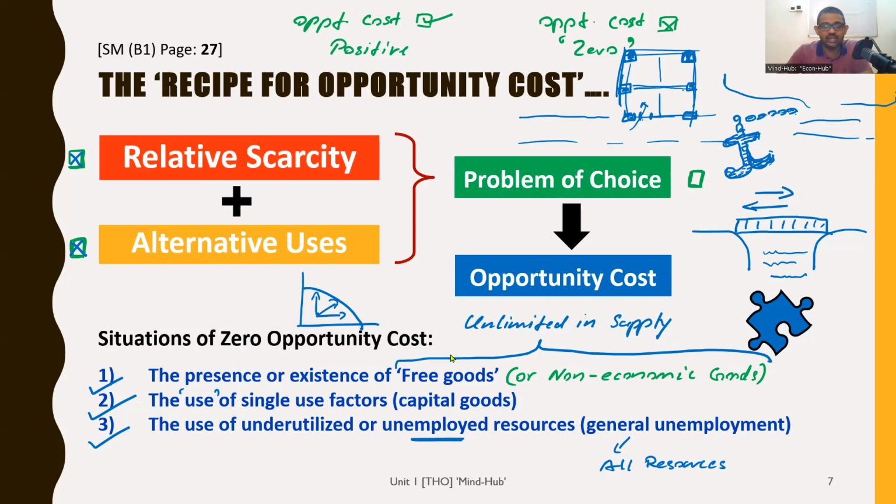All resources should be employed. Then we don't have opportunity cost. Are we clear about that? Right. Very simple. Read the notes. You will be okay.